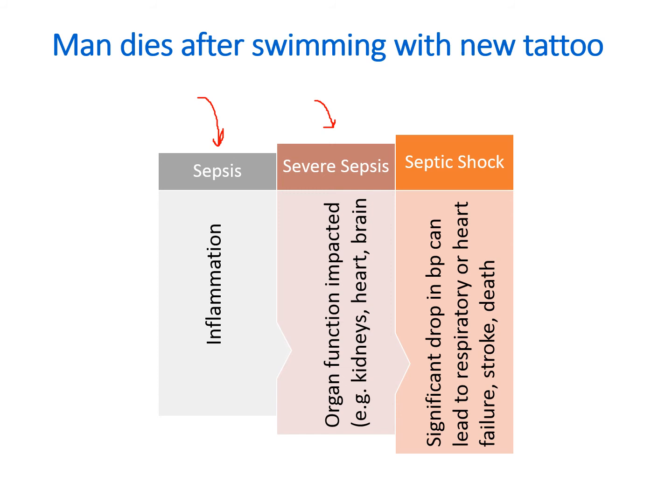Current thought is that the inflammation maybe causes tiny blood clots in those organs, and so they can't function properly. If the infection is not controlled after severe sepsis, then that's when septic shock can develop. So here you get a significant drop in blood pressure, and that can lead to respiratory or heart failure, stroke, kidney failure, or the failure of other organs. If septic shock is not brought under control, then death can result.